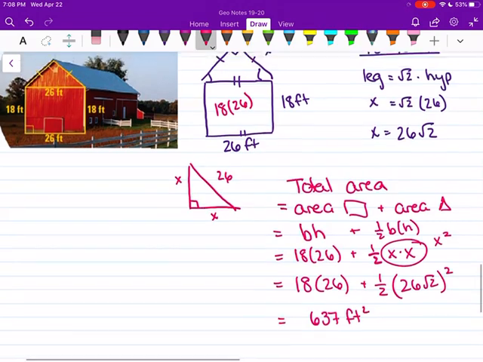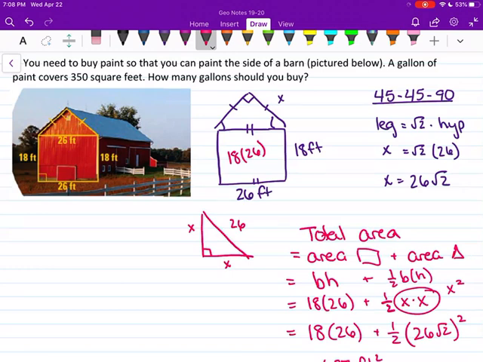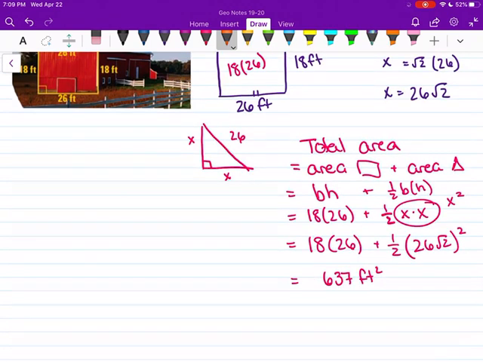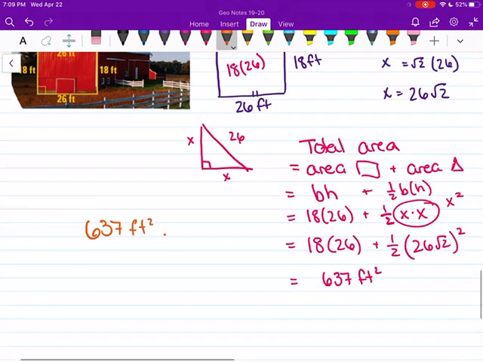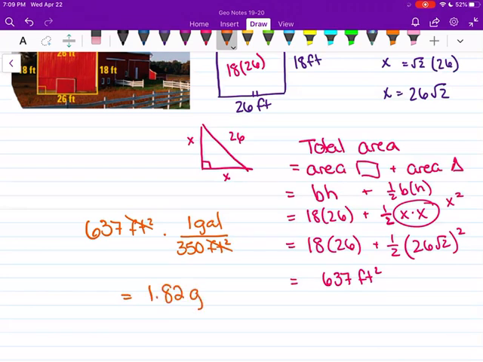And so now let's see if we answered the question. So the question said, how many gallons? Well, we figured out the area, but now we need to figure out gallons. So our gallons cover 350 square feet. So what I'm going to do is take this answer. I'm going to say, okay, I have 637 square feet. And I know for each gallon, I'm going to cover 350 square feet. So my units of feet squared are going to cancel, and I get 637 divided by 350, which gives me 1.82, and the units left are gallons. So that would be my answer.